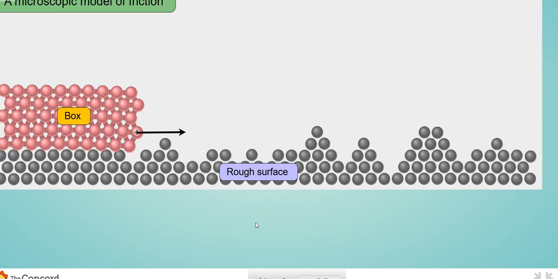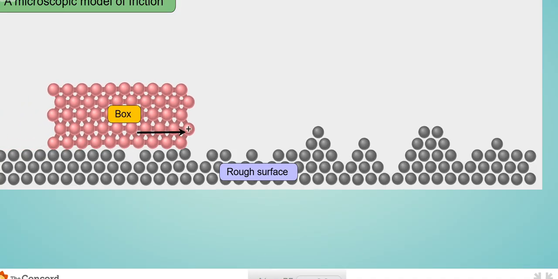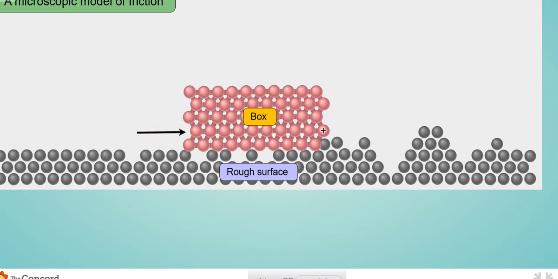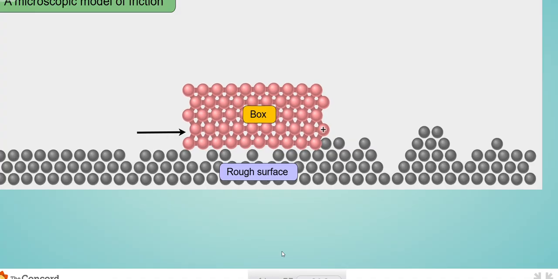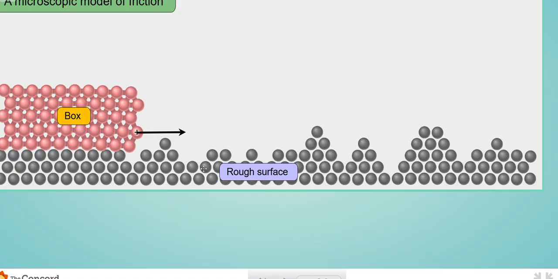I enlarged the simulation. Down here, you can press play, and you can see as the box goes across the rough surface, you can see what's happening. So we can change the surface.